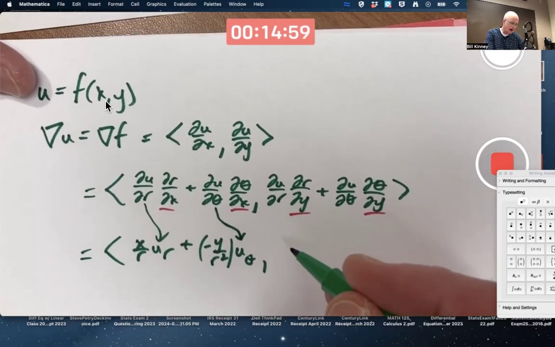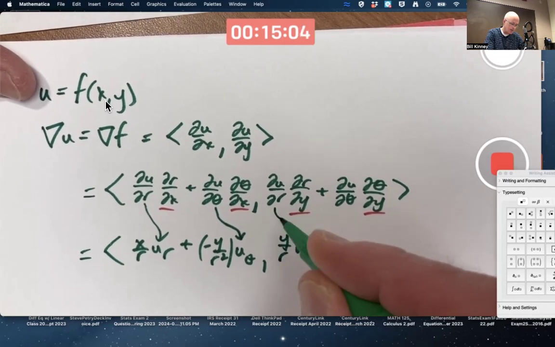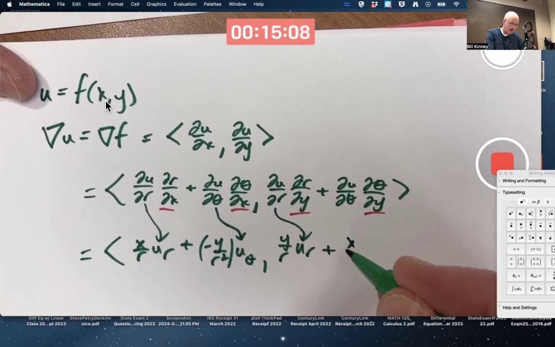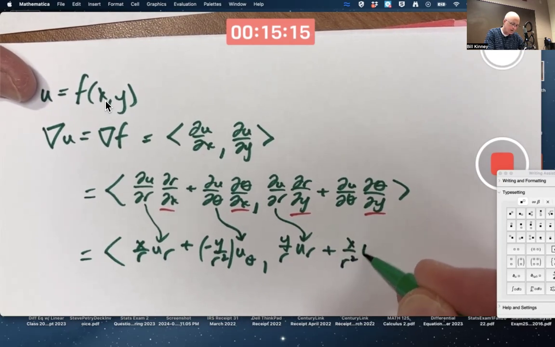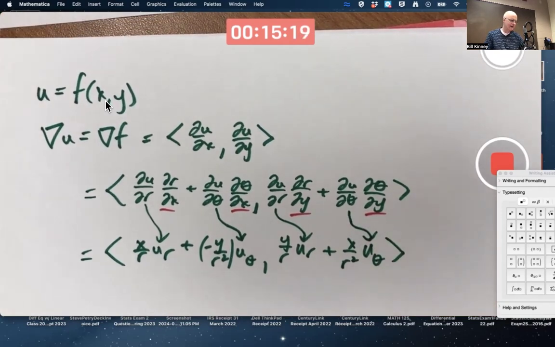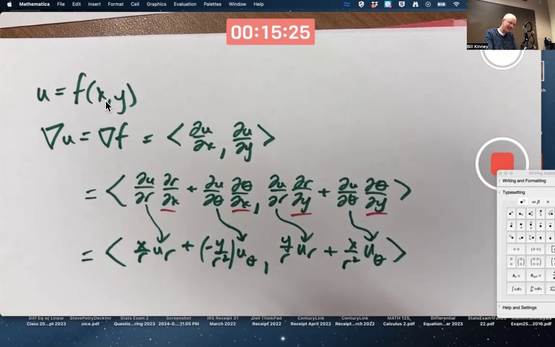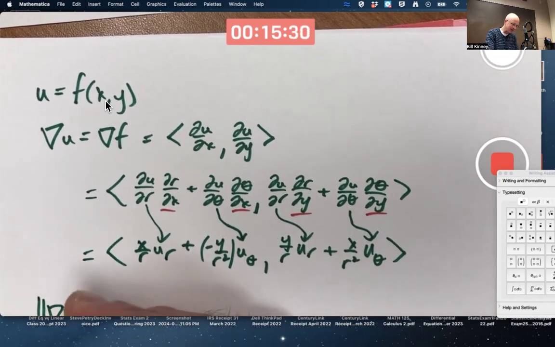Do the same kind of thing over here. Partial of r with respect to y is y over r times U sub r. The U sub r comes from that. Partial of theta with respect to y, that was x over r squared times U sub theta. And then I could try to find the magnitude of this vector and square it. Does everything work out nicely? I didn't try this ahead of time, so I'm not sure how well this goes.